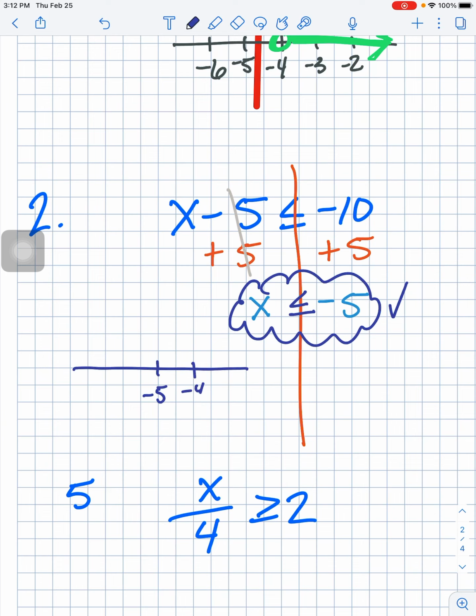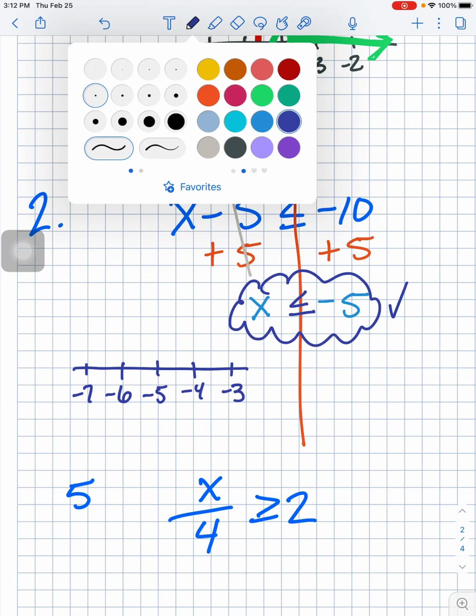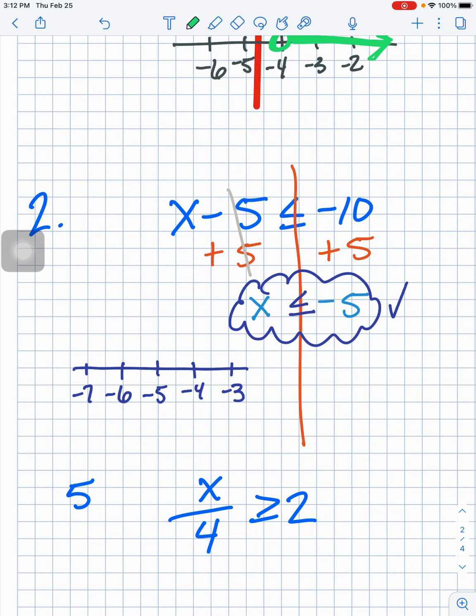Negative 5, negative 4, negative 3, negative 7. Then I'm going to circle my solution, which was negative 5 here. And then it's negative 5 is less than or equal to. So whenever it's equal to, we get a closed circle.